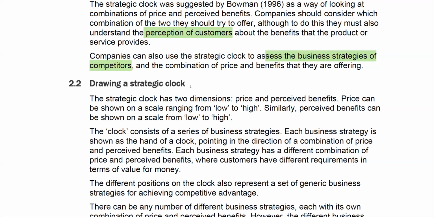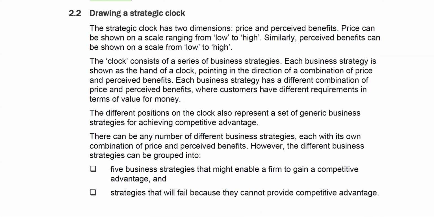In the exam, they'll always require you to draw the strategic clock if it should come as a full question. It has come before, and students were expected to draw it. Do you get it? The strategic clock has 2 dimensions: the price and the perceived benefit. Because we are looking for how to offer value to the customer, the best combination of price and perceived benefit is what we are expecting, to create that value.